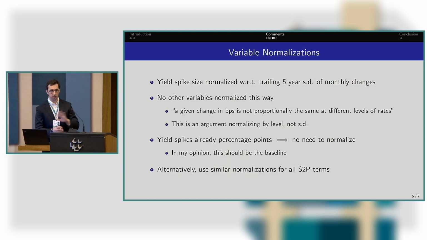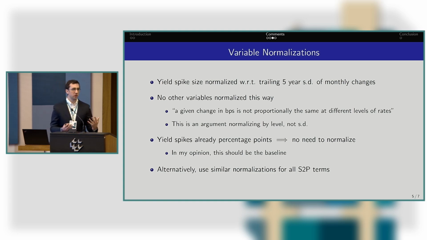So, now that was the sort of conceptual pieces where I'd be interested to see a bit more exploration. I have a few comments about some of the methodologies. So there is this sort of normalization of the size of the yield spike with respect to a trailing 5-year standard deviation of monthly changes, and no other variables are normalized in this way. Now, in the paper, there's this line saying a given change in BIPs is not proportionally the same at different levels of rates. And yes, there is a sense in which that is true, but that's an argument for normalizing by level, not by standard deviation.